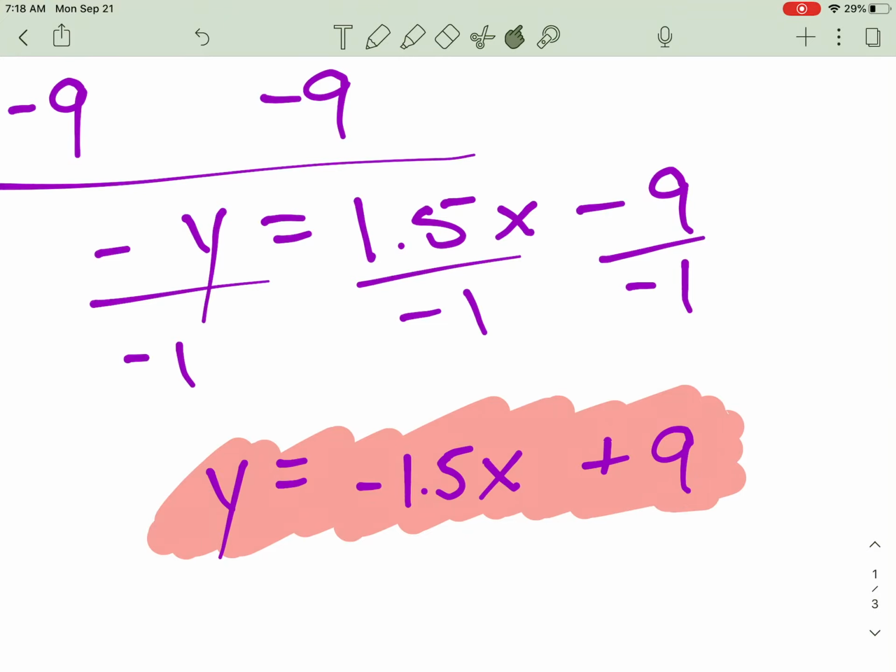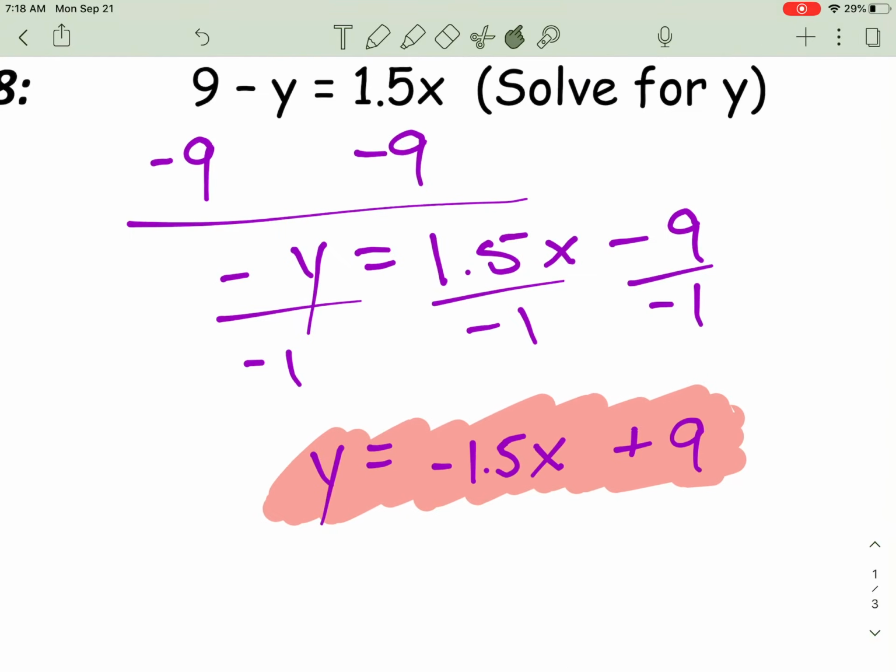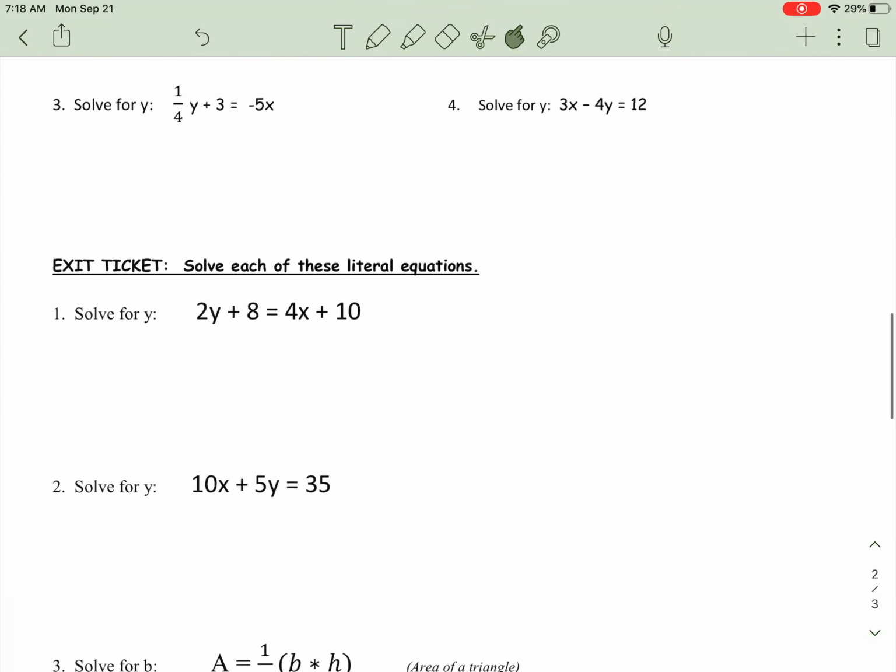Okay, so just be careful. If it says negative y, make sure to divide. Or you can multiply by negative 1 too. You can multiply everything by negative 1. That would also count.